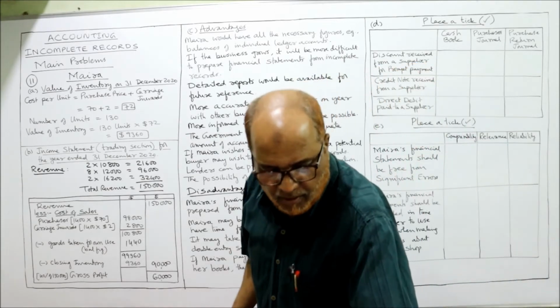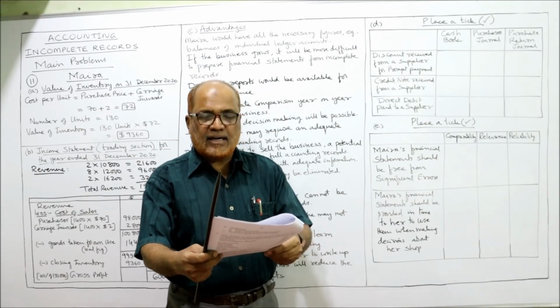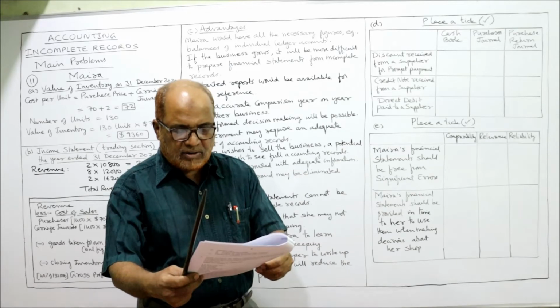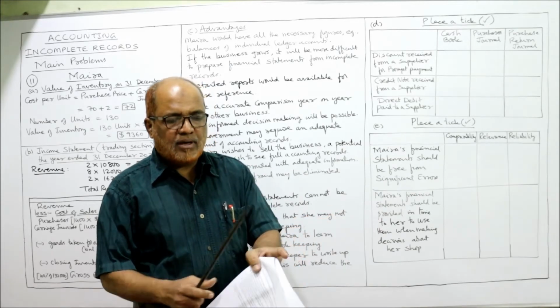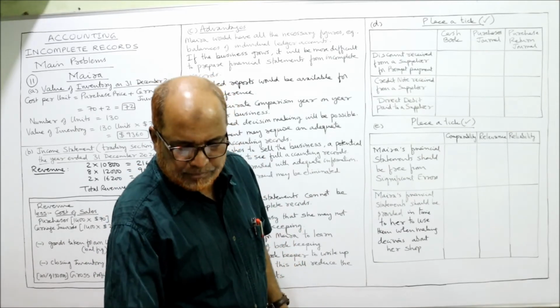C point over. Now D point you can see. Place a tick in the correct column to indicate to Myra the book of prime entry in which each of the following should be recorded. Here only a tick has to be passed.